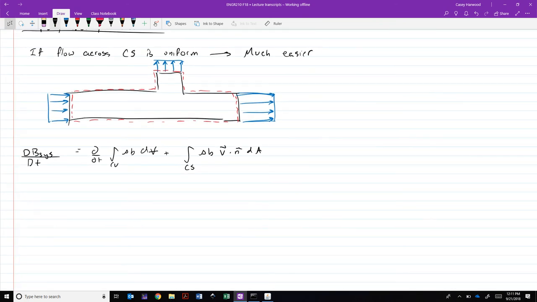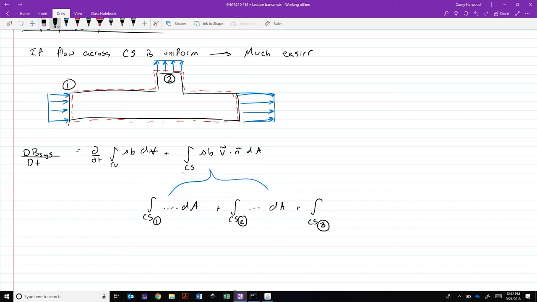So instead, this portion here becomes the integral over control surface 1, which we'll define right here, of everything in there, plus the integral over control surface 2, which we'll go ahead and define right here, of everything dA, plus the integral over control surface 3, which we'll define over here, everything dA.